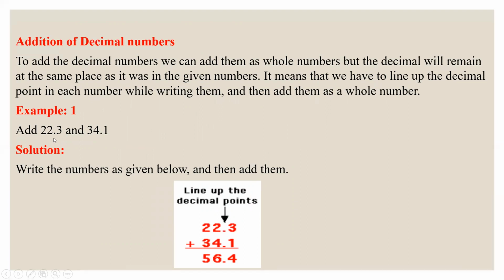Example, add 22.3 and 34.1. Here we have to write the numbers as given below and then add up. That is, line up the decimal points and then add 3 plus 1 is 4, 2 plus 4 is 6, and 2 plus 3 is 5. That is the final number we get, 56.4, by adding these two numbers.